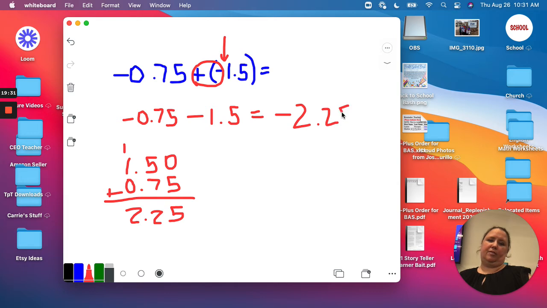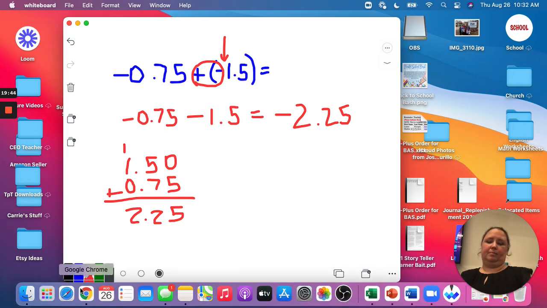Negative 2.25. Okay, so they were both negative, so we added them and put a negative in front of it. You may check it using your calculator.